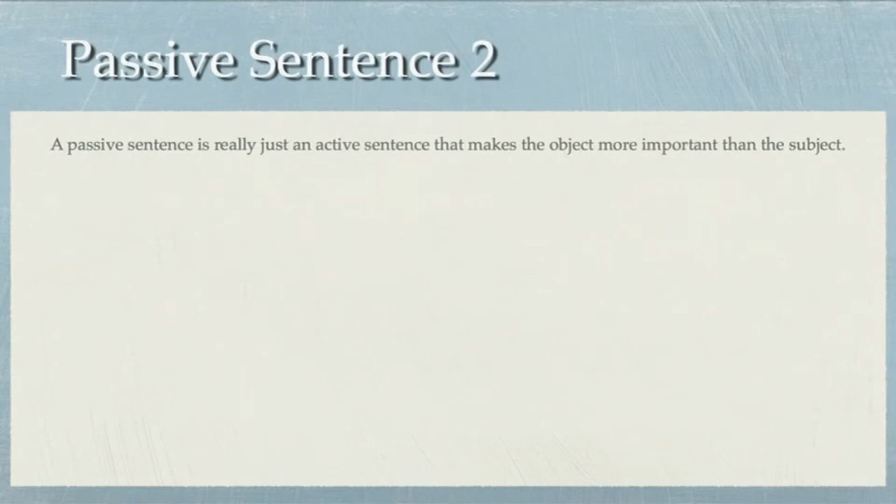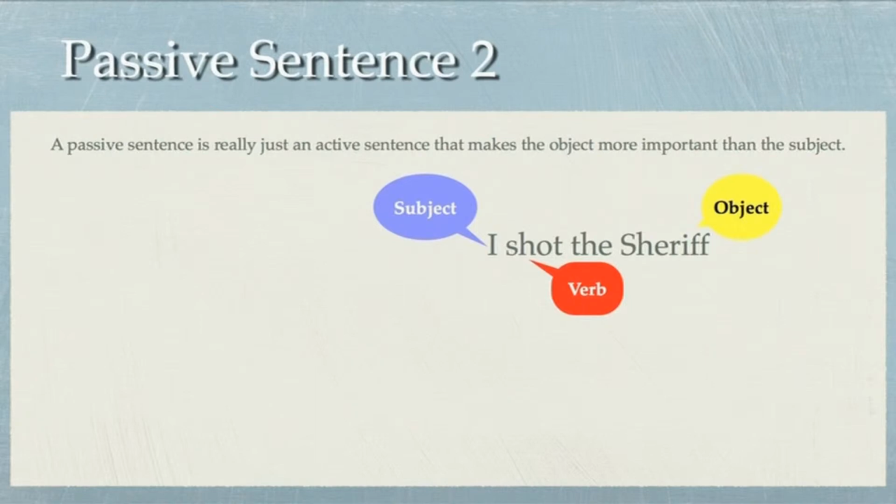Let me show you how this works graphically. Here is a standard sentence. We talked about this already. The subject comes first, followed by the verb. In this particular sentence, the verb is conjugated for the past tense. After the verb comes the object.